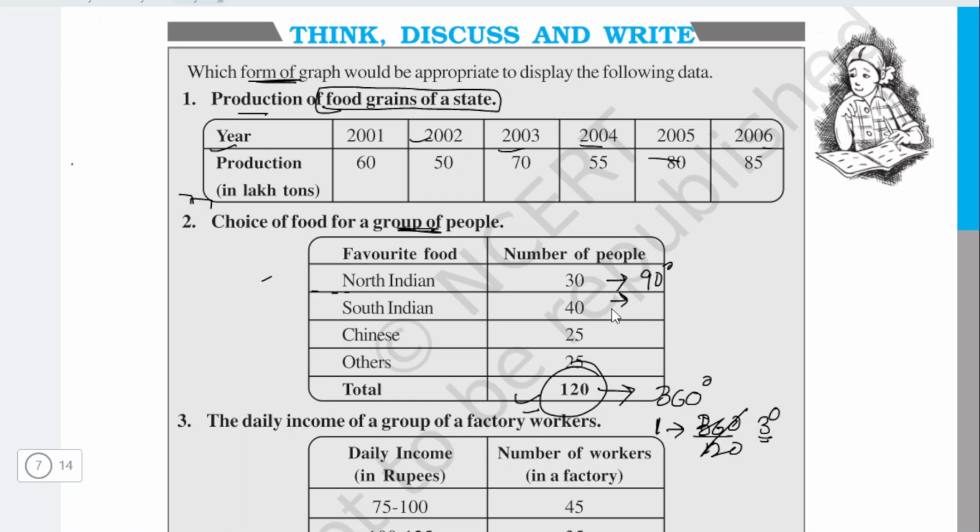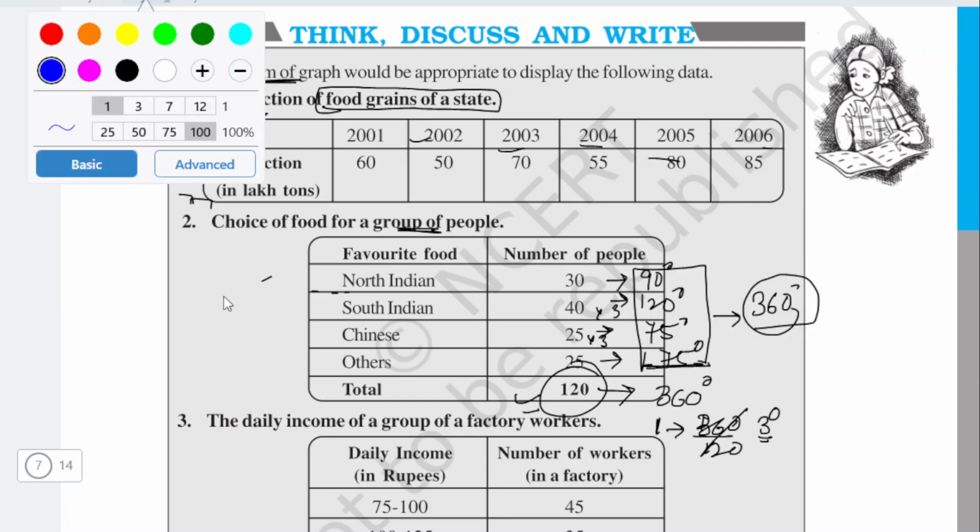40% will represent 40 into 3, that is 120 degrees. 25%, 25 into 3, that is 75 degrees. Again 75 degrees. Okay, if we add up, this should give us how much? 360 degrees. Let's check it out. 90 plus 120, that is 210. 210 and 75 plus 75, that is 150. So 210 plus 150, that is 360 degrees. So we will simply represent this in the form of a pie chart.